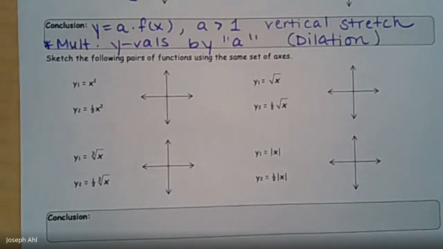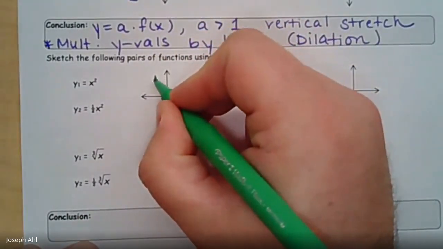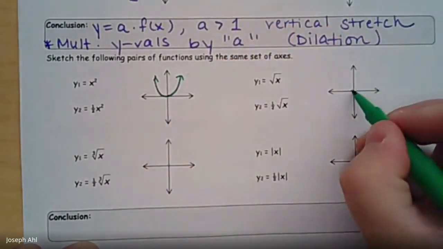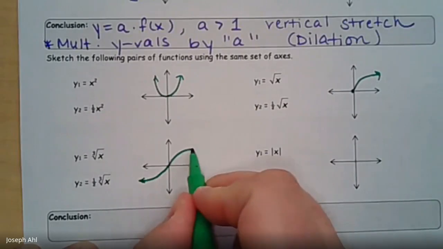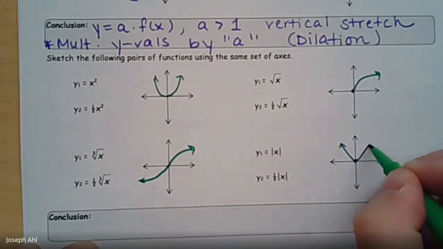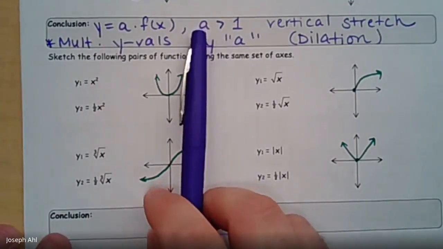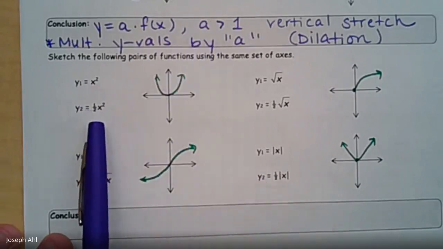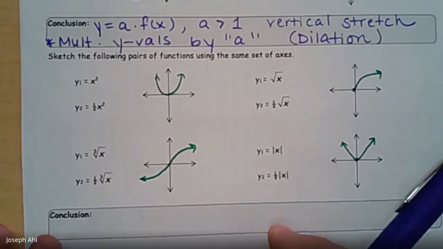Same parent functions again, so maybe just go ahead and quickly sketch those. We've got y equals x squared, y equals the square root of x, cube root x, and absolute value of x. So you can see really quickly, the only difference is now we're going to analyze what happens if my value of a, that scale factor, is something like 1/2. It's very similar, right? The output y values are now going to be half what they were a second ago.